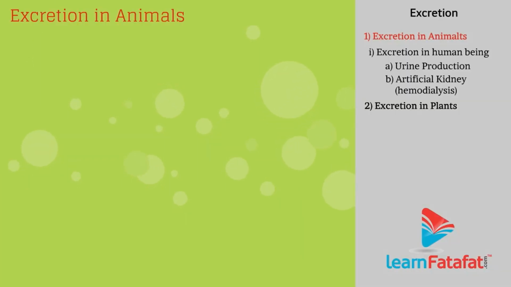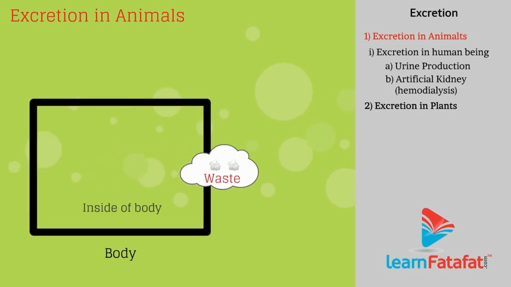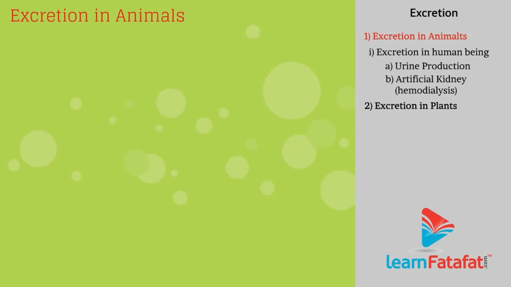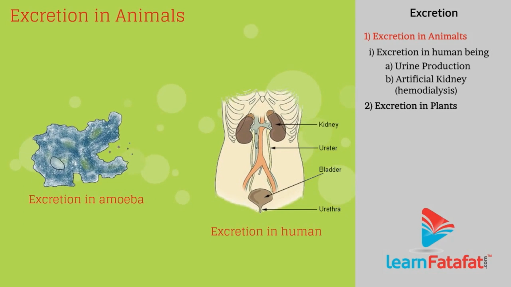Excretion. Excretion in animals. The process of removal of harmful waste outside the body is called excretion. Unicellular organisms do this by diffusion, while multicellular organisms have well-developed organs for that.